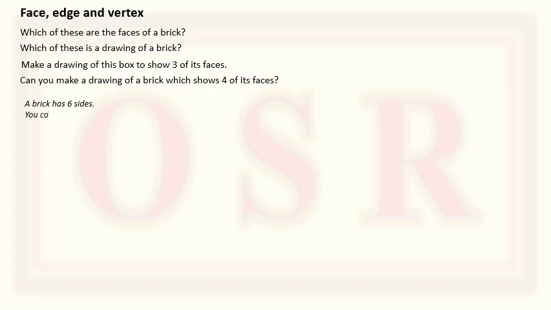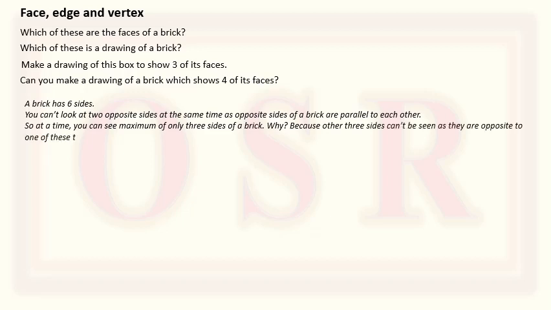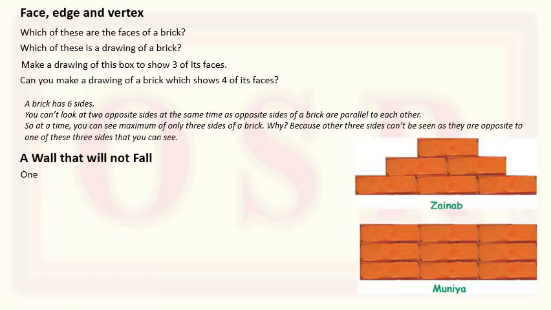A brick has 6 sides. You can't look at two opposite sides at the same time, as opposite sides of a brick are parallel to each other. So at a time you can see a maximum of only 3 sides of a brick. Why? Because the other 3 sides can't be seen as they are opposite to one of these 3 sides that you can see.